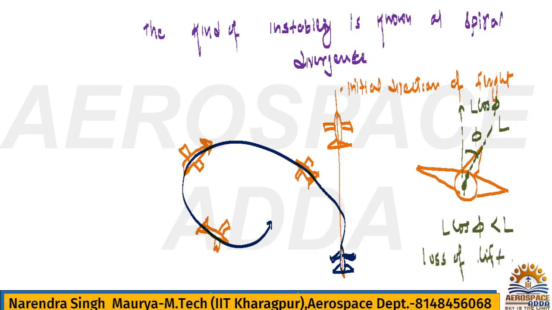Once loss of lift is there, then we have a loss of altitude. Once loss of altitude is there, this type of motion will come into picture, called spiral divergence. Basically it's a motion characterized by an aircraft that is very stable directionally but not very stable laterally. You need to remember this word. The spiral divergence will come.